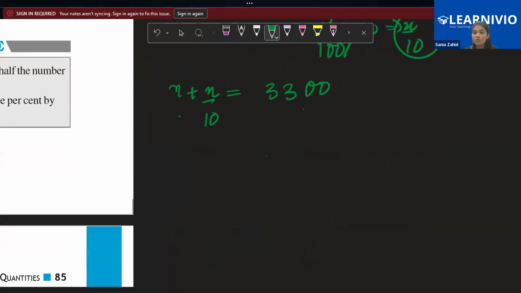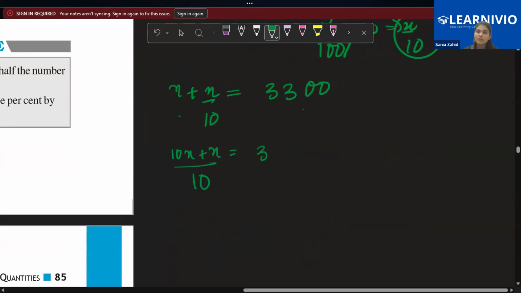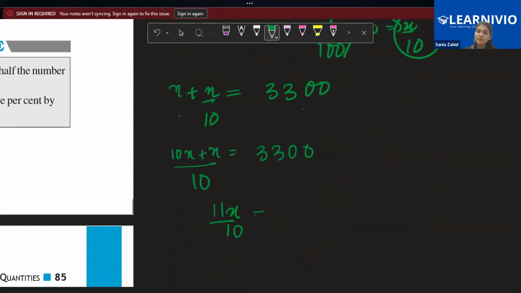And how will you add it? Don't just do 2X by 10. This is wrong. Don't do 2X plus 10. First find the LCM. So 10X plus X is 3,300. 11X by 10 is 3,300.